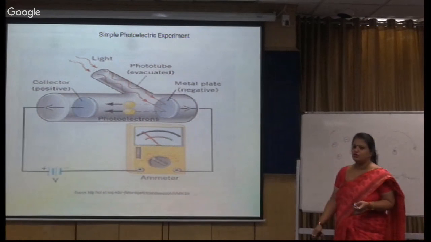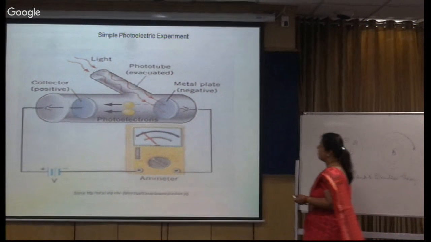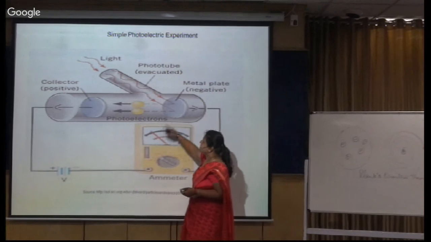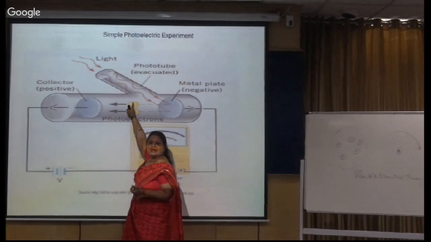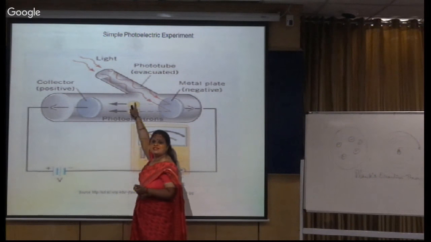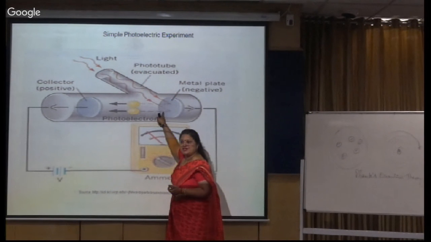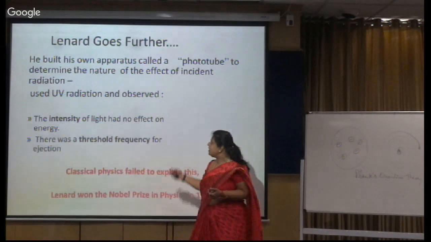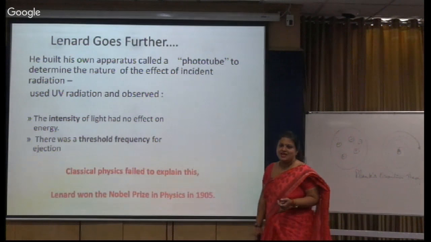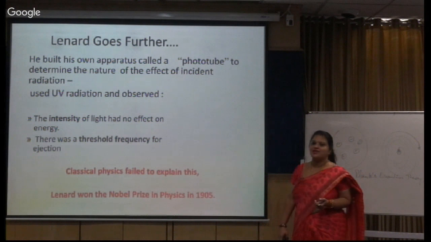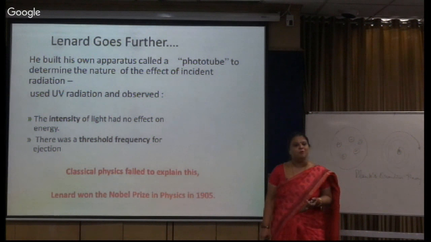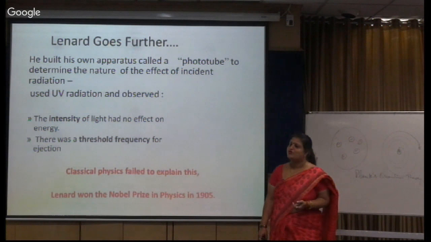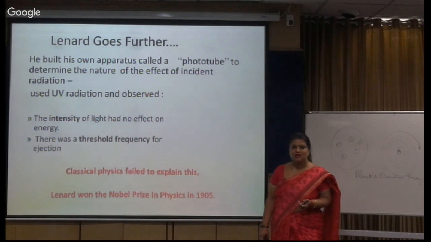This is the phototube that he made. You can see there is a metal plate. These are the incident radiations, and Lenard basically kept changing the nature of these incident radiations on the metal plate. Once he did that, he observed two important things. On changing the intensity of the incident radiation, only the number of electrons emitted from the metal surface changed. Their energy remained unchanged.